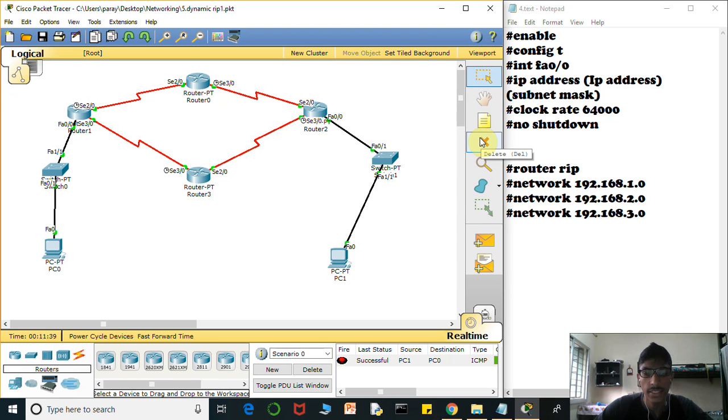Hello, this is exercise 5 of networking, routing through RIP version 1.